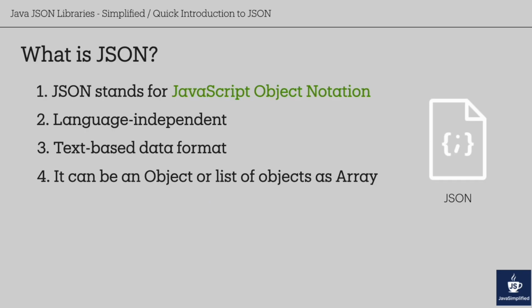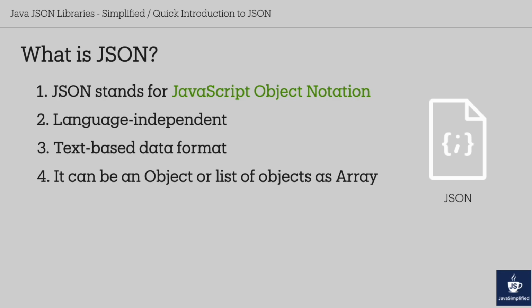So the first thing that comes to our mind is, what is JSON? So let's simplify. JSON stands for JavaScript Object Notation. In the full form of JSON, JavaScript is mentioned, but JSON is not limited to JavaScript. We will see how it works with other programming languages.